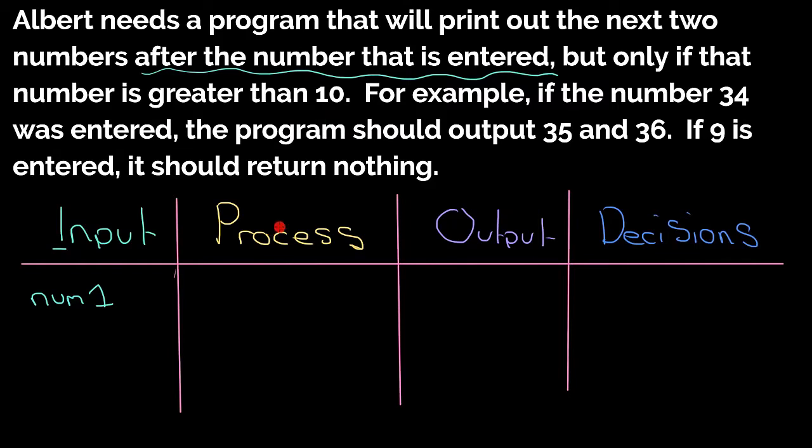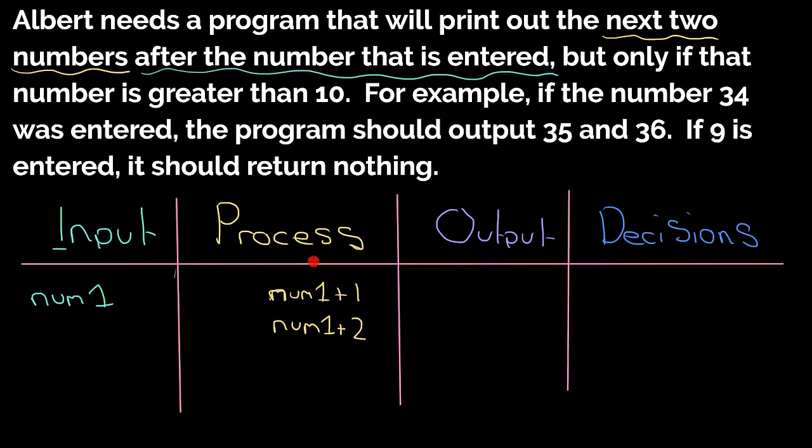Okay, so I've got to worry now about processing and output. So what gets printed out? Albert needs a program that will print out the next two numbers. That gives me 2 clues actually. It gives me what I need for my processing and my output. So next 2 numbers. I've got num1, a number that's entered. How can I get the next 2 numbers? Well, that's going to be num1 plus 1 and num1 plus 2.